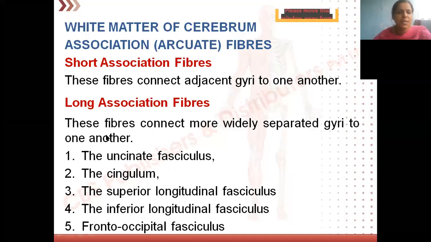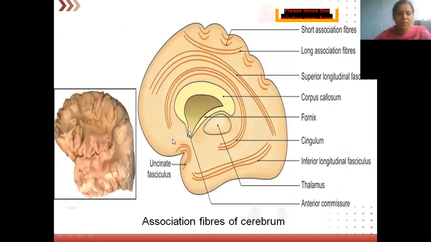In the white matter of the cerebrum, we have certain fibers which are called association fibers. If they are short in size, you call them short association fibers. If they are long, then you call them long association fibers. Basically, association fibers are connecting the cerebrum of the same side.